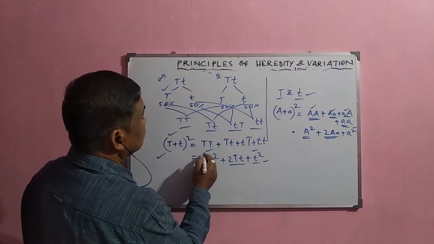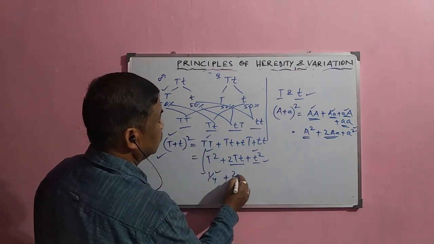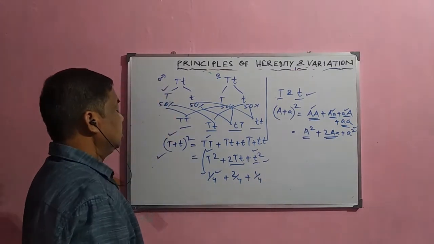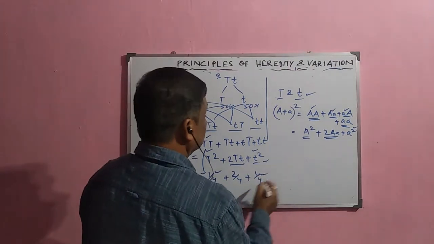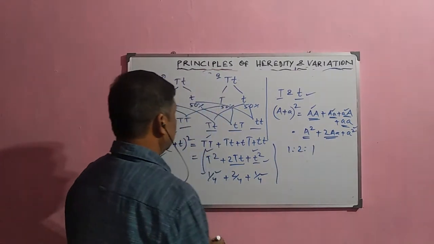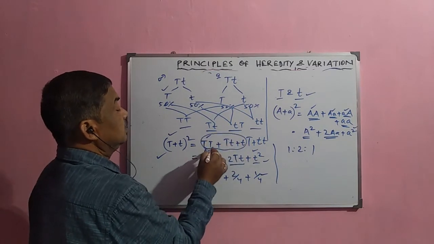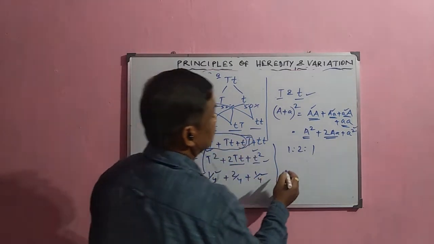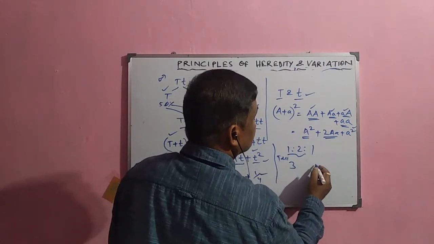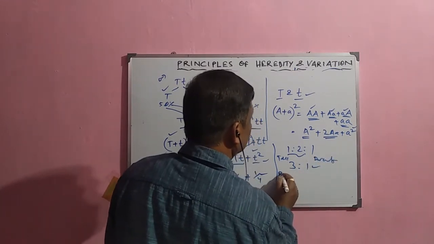Here, what is the probability? 1/4 of this type plus 2/4 of this type plus 1/4 of this type. So here, this is the genotype ratio. It is 1:2:1. But what about the phenotypes? The phenotypes are, these three are tall. So that is why they are called, these three are the tall ones, and this one is the dwarf one. So that is why 3:1 is the phenotype ratio.